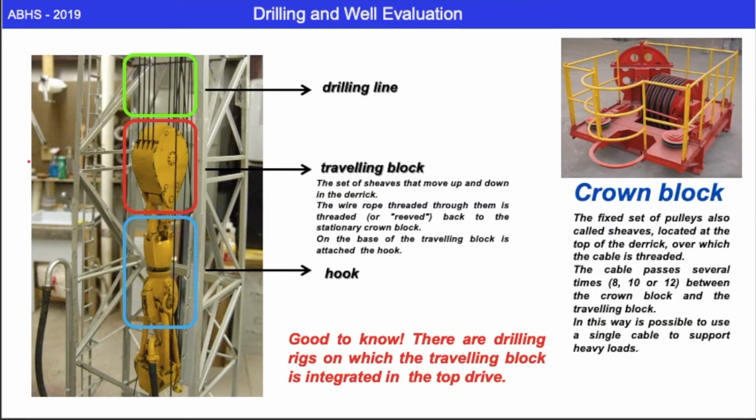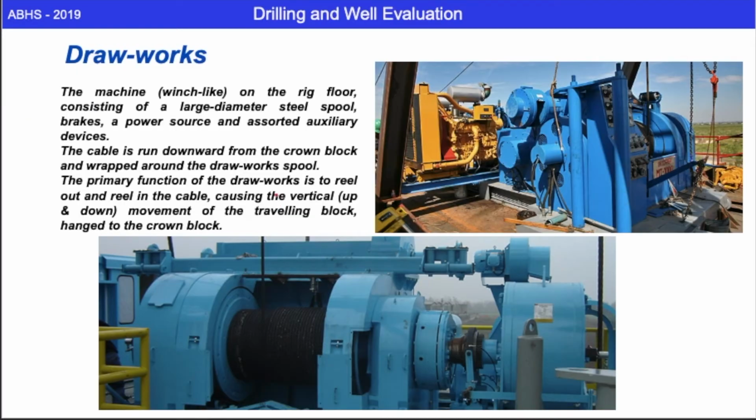This is an example of a drilling line, the traveling block, and the hook. The drawworks consists of the machine based or located on the rig floor that is made of a large diameter steel spool, brakes, and a power source in order for us to ensure that the rotating motion can be run properly. The cable is run downward from the crown block and is wrapped around the drawworks spool. The main purpose of a drawworks is to actually reel up the cable, ensuring that the hole and the drill can run smoothly while you're actually doing the job.